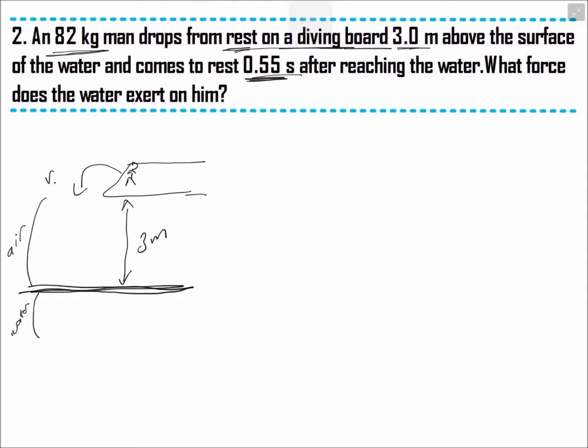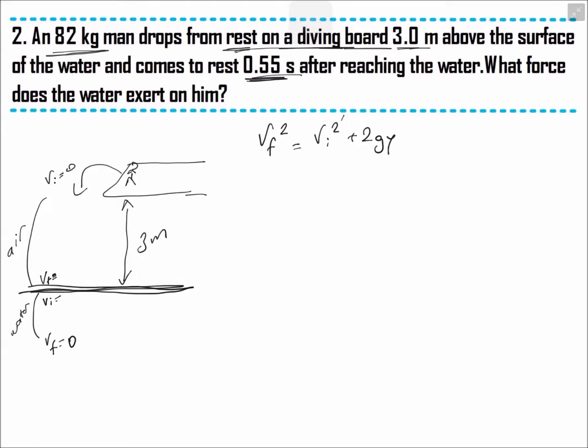So here the initial velocity is 0, and we have to calculate the final velocity of the guy in the air. That final velocity in the air will be the initial velocity of the guy in the water, and the final velocity in the water will be 0 again. We can calculate this final velocity by using free fall formulas: V final squared equals V initial squared plus 2gy.